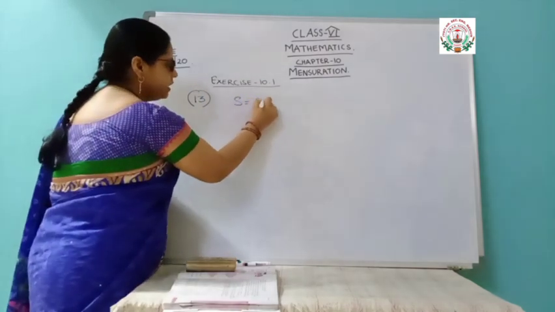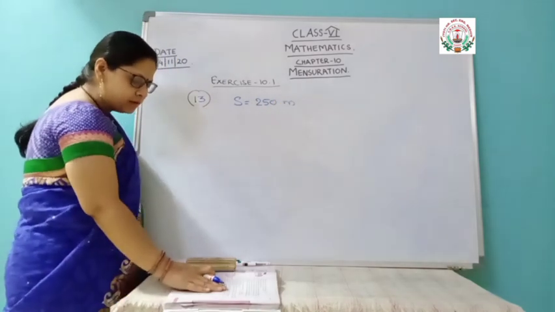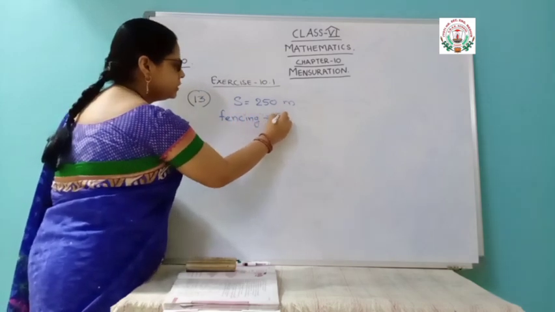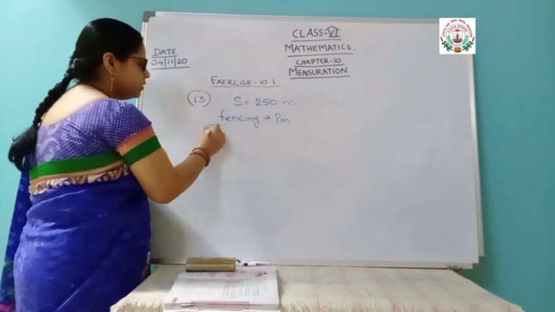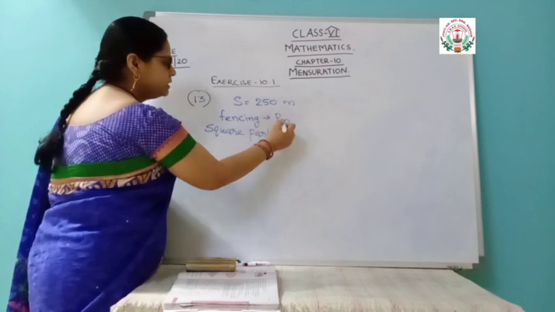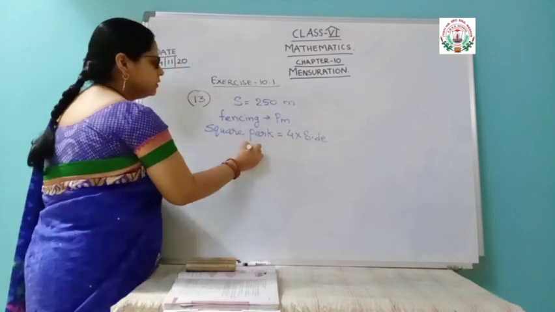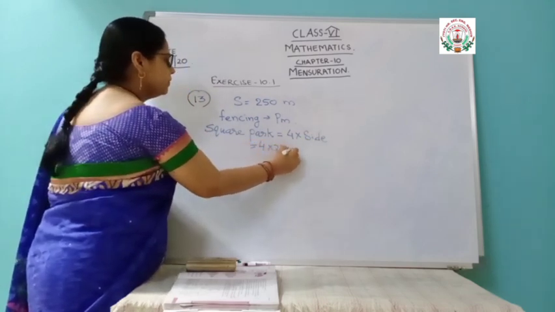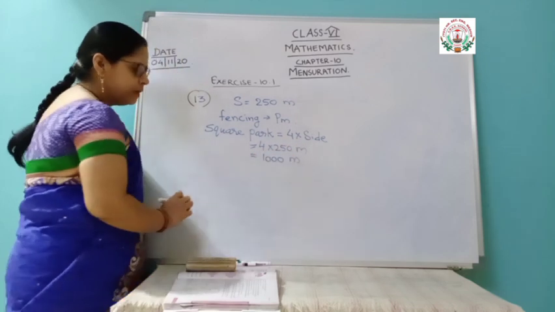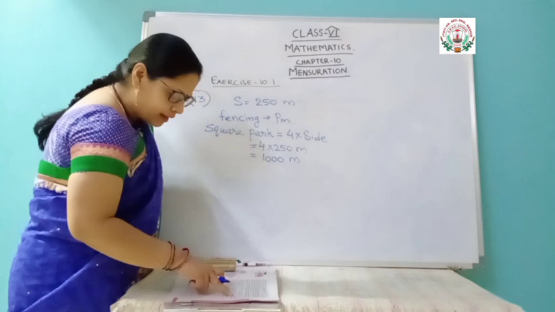Side is given as 250 meter. And it is a square park. Fencing means perimeter, that you have to understand. And side is given this much. So square park, fencing is perimeter, so 4 into side. That is 4 into 250. That is 25 into 4, 100, and then a 0. 1000 meter.